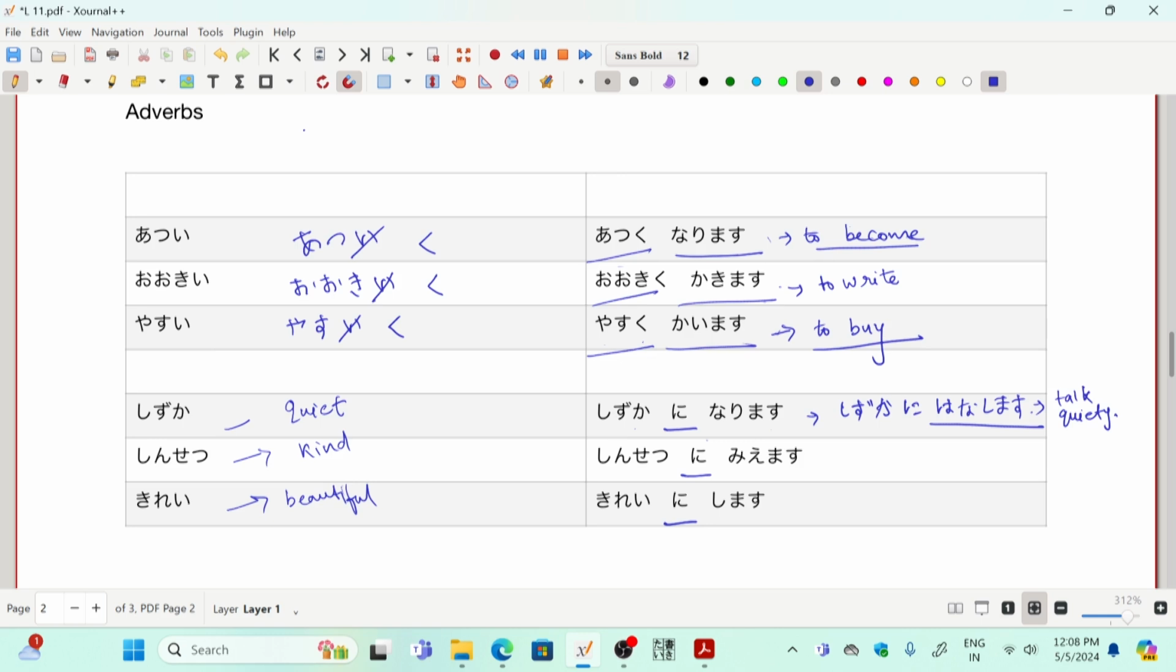Next is shinsetsu, is kind. That person looks kind. So shinsetsu ni miemasu. Miemasu is to look. Okay. Kirei ni shimasu. Kirei is beautiful or to clean. So I'll clean it. So it will become kirei ni shimasu. I'll do it. I'll do the cleaning. So kirei ni shimasu.